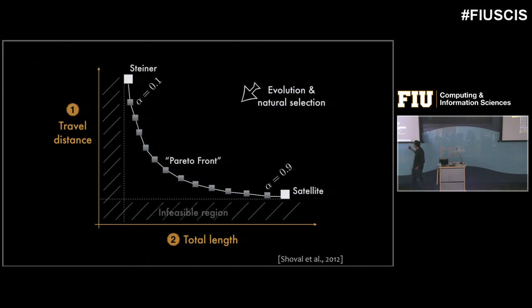So just to summarize, our hypothesis is that if plants actually do care about this, then they should be somewhat close to this Pareto front.